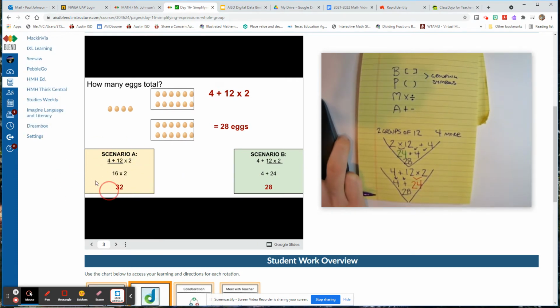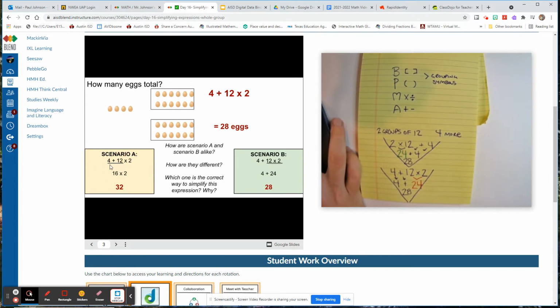Okay, scenario A. So what you'll notice here is they did this problem the way that you may have, or that somebody may have who doesn't know the order of operations, right? They added first. They added 4 plus 12 and they got 16. And 16 times 2 is 32. Is that what we see here? Do we see 32 eggs?